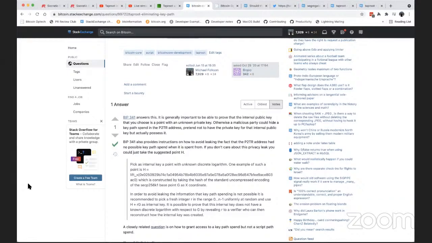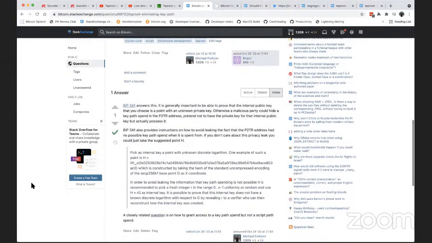This could be, I mean, it could be the hash of something. It could just be a random number. It could be, I don't know, anything you want. It just needs to be something that no one knows the discrete log of, or no one knows the private key of, in order to not have a key path spend.